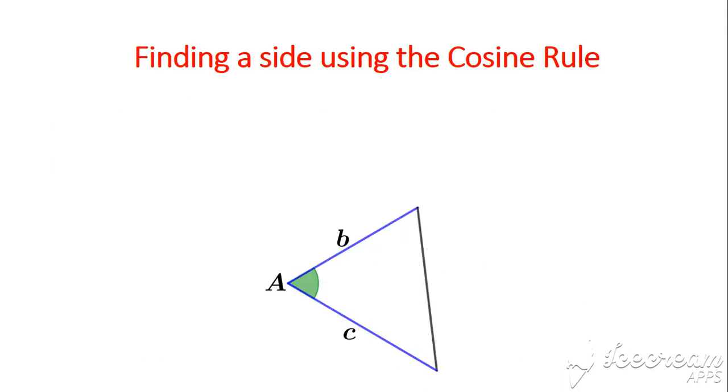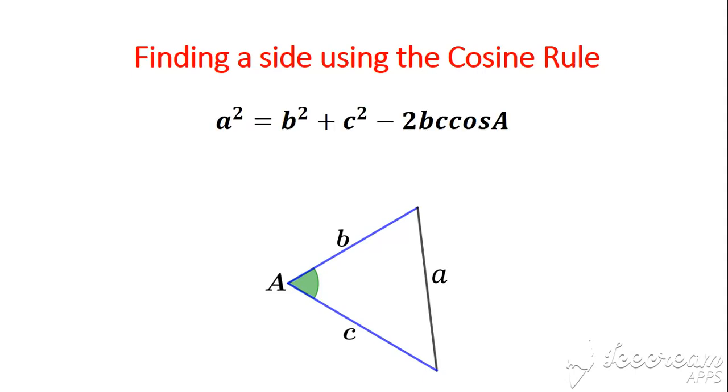For this rule, it's similar to the rule we've just looked at, which is the area of a triangle. We need two sides and the angle between them. So again, think of it like Pac-Man, two sides of the mouth and the angle that the mouth is making. And we're going to use the rule to find the third side, which is length A.